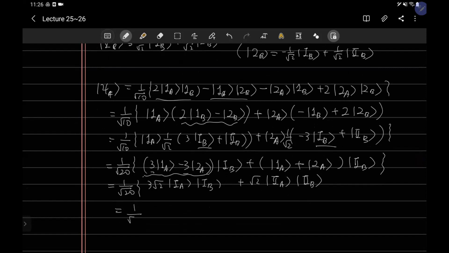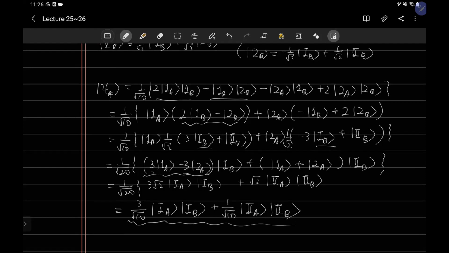So what I can say is that the first term is 3 over square root of 10, and it is I sub a and I sub b. And then for the second term, it is just 1 over square root of 10, and then it is Roman numeral 2 for a and b. So this is exactly what I was looking for.